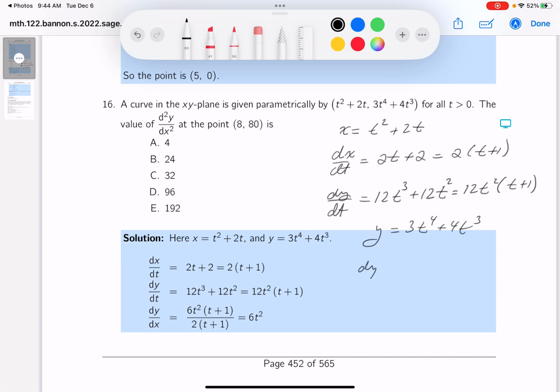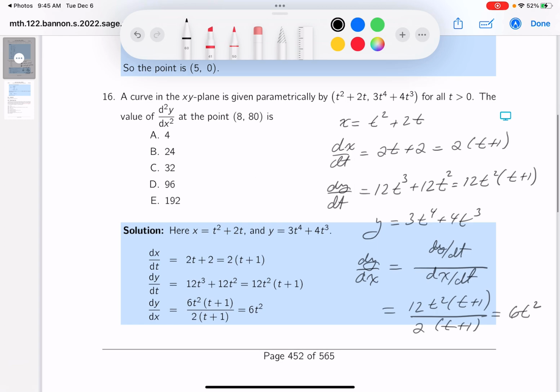Now, dy/dx will be equal to the ratio dy/dt over dx/dt. Looks relatively simple. dy/dt is 12t squared times (t plus 1). dx/dt was just 2 times (t plus 1). What's nice about this, cancellations, at least conditionally. And I'm going to say t is not minus 1, t is going to be positive, I don't have to worry about that. And so you can get 6t squared.